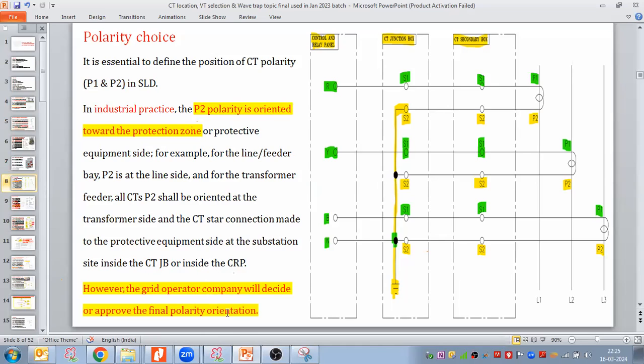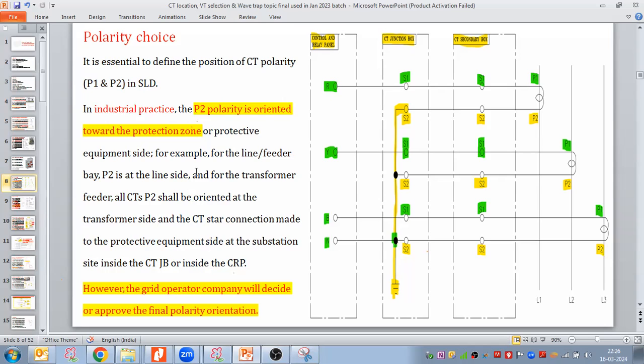Again, I'm putting here one disclaimer line. However, the grid operator company will take the final call, or decide, or approve the final polarity orientations of P1 and P2. But this is the usual industrial practice. In 90% of cases we follow this kind of practice.